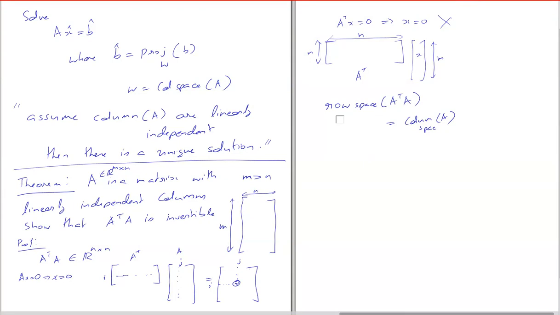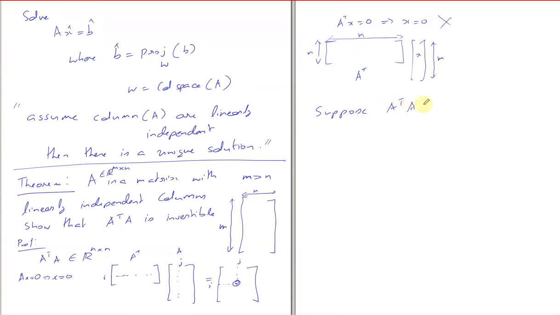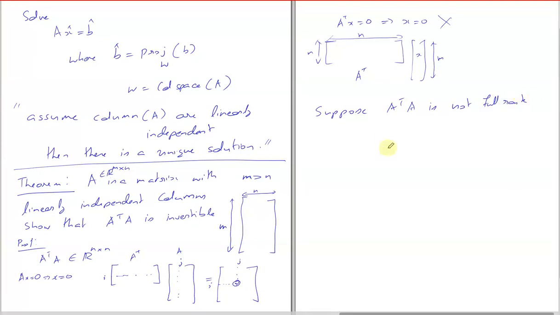So what is the approach? There is an interesting approach using norms. Suppose A transpose A is not full rank. That means there exists a non-zero x so that A transpose A times x equal to 0. Okay, you agree with that? So this is equal to 0.